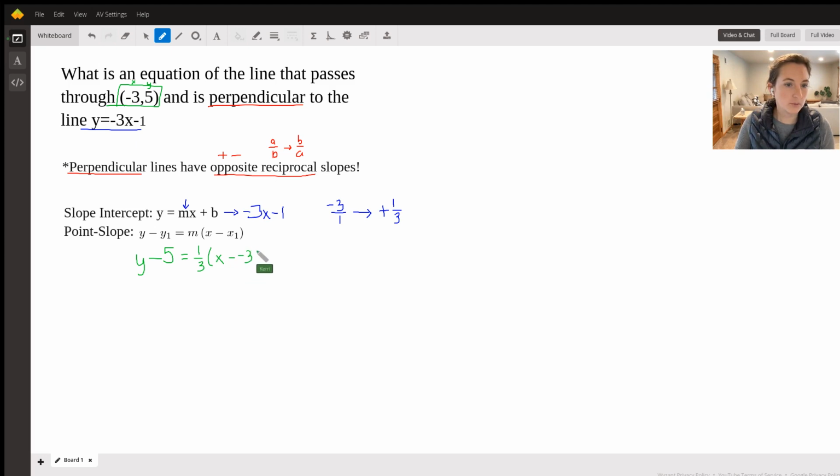And then we need to do a little bit of simplifying here because if I subtract -3, I really am going to be adding 3. So my final equation would stay with y minus 5, and then would be 1/3, and it would switch to x plus 3.